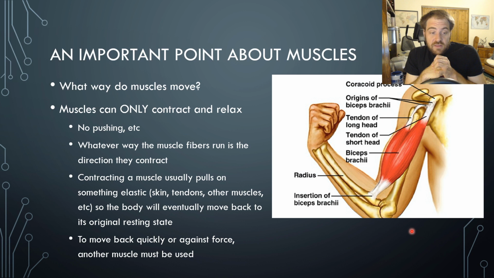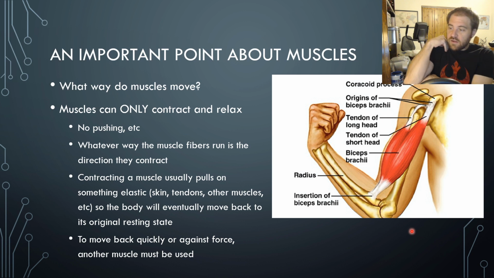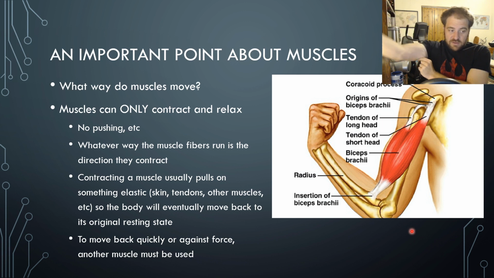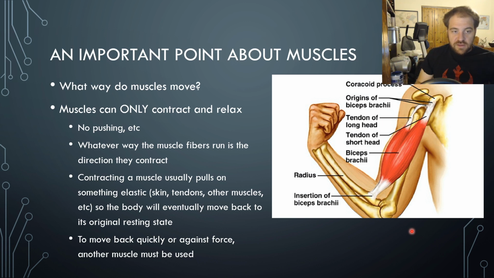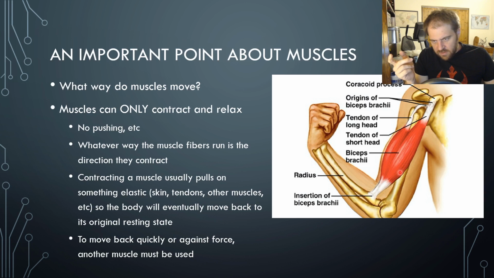So what that means is that there will never be a time when a muscle pushes out. It's going to be a different set of muscles that will contract and extend to allow you to push. Like you can push, but that's different muscles extending. Muscles can only contract and relax. So whatever way the muscle fibers run is the direction that they're going to contract. A lot of times in the diagrams that you'll see, there's going to be little striations, little lines in the drawings. You can see it on this one here. There's kind of lines running in the direction that show the way that the muscle fibers go.